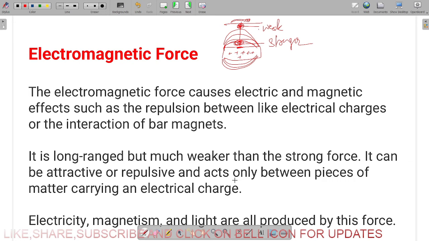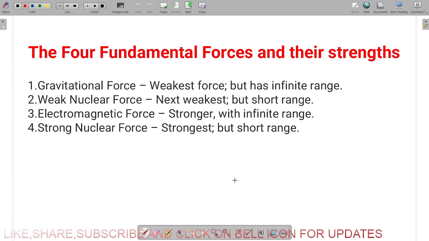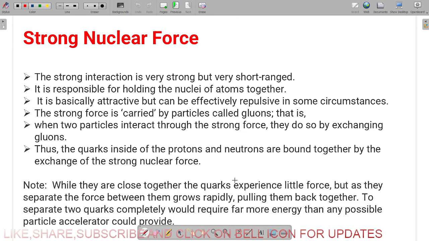So this is the concept behind electromagnetic force. Let us see the last force, that is the strong nuclear force. Let us try to understand what a strong nuclear force is.